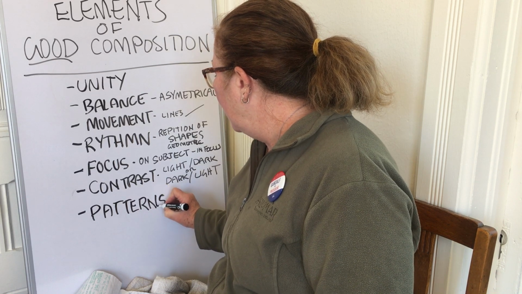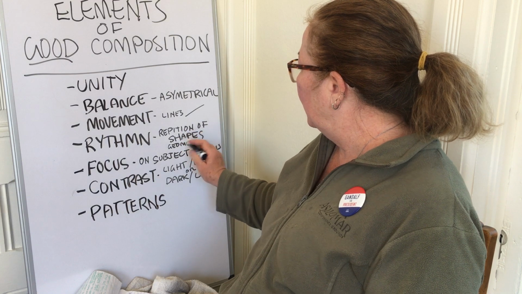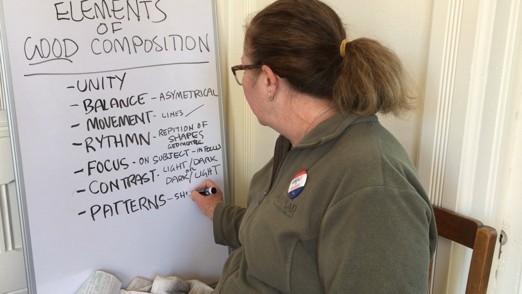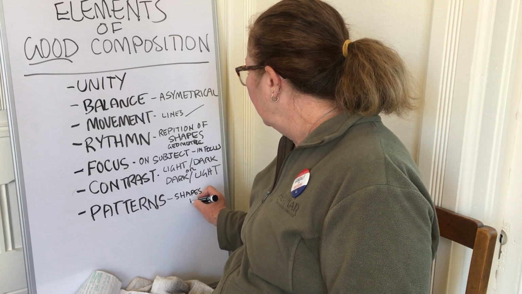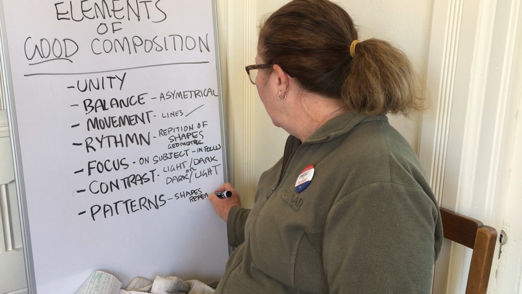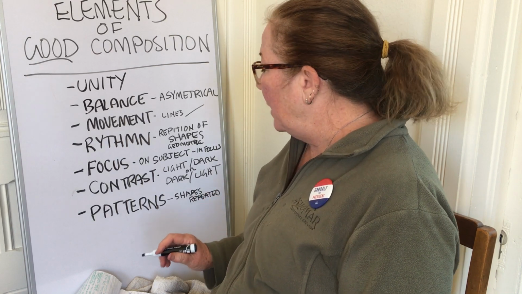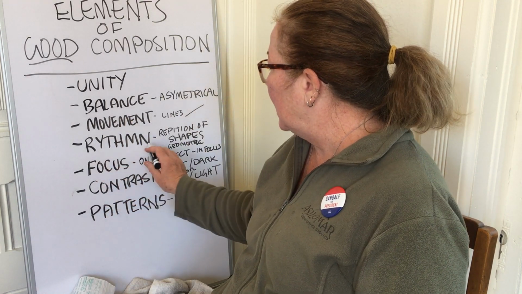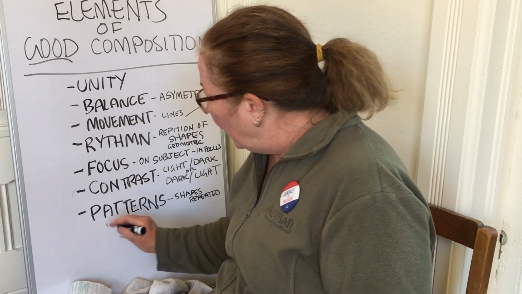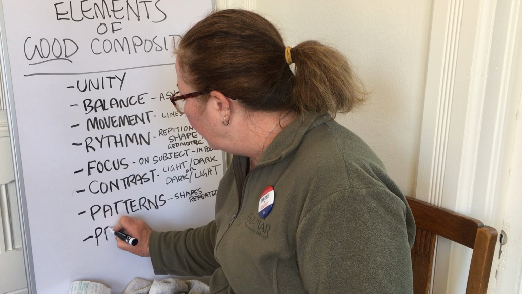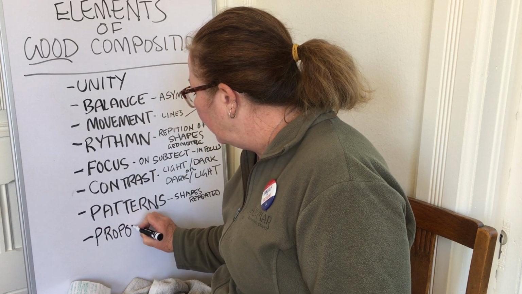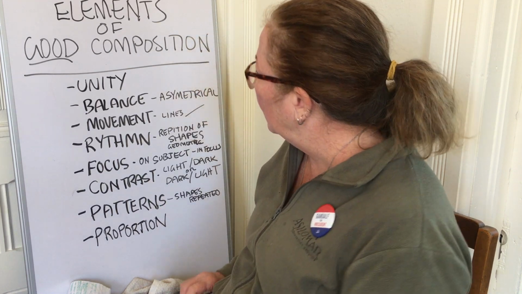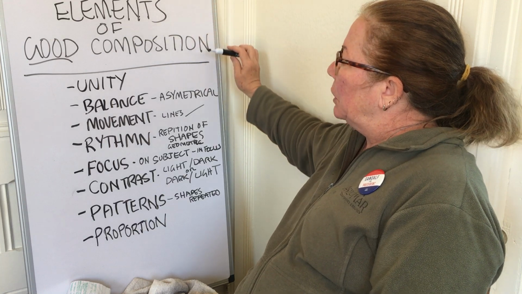Now, patterns are often thought of as a repetition of shapes. So when you have patterns, we're often talking about shapes repeated. So repeated shapes in your composition, especially when they're the same shape repeated over and over, can create a really nice rhythm. And then finally, proportion. Proportion is really important as well. And we'll talk about that a little bit more. So these are your 8 elements of good composition.